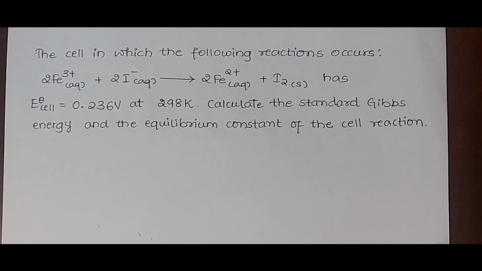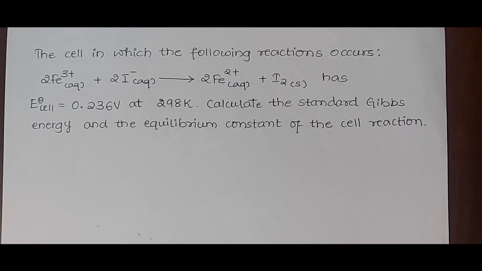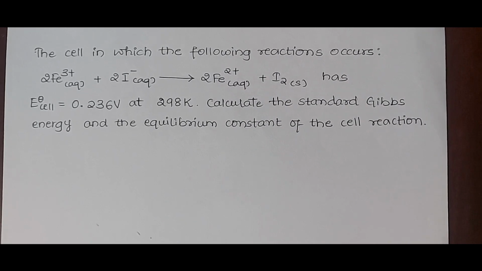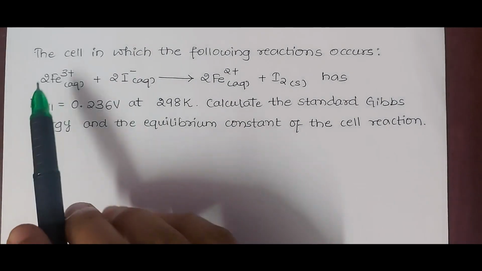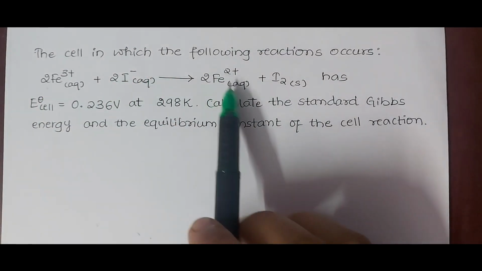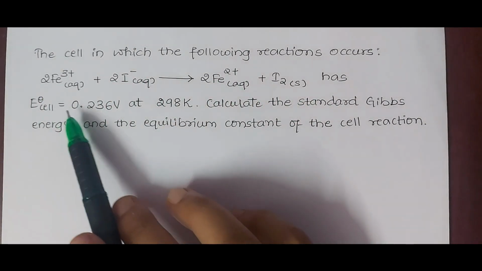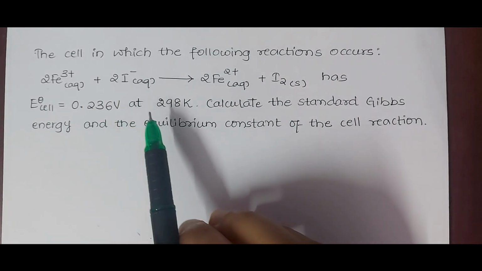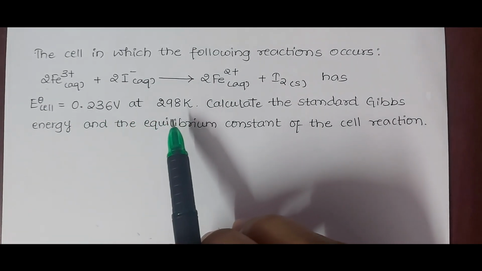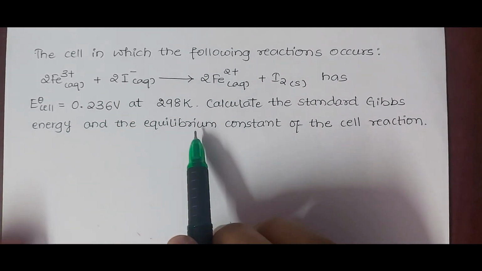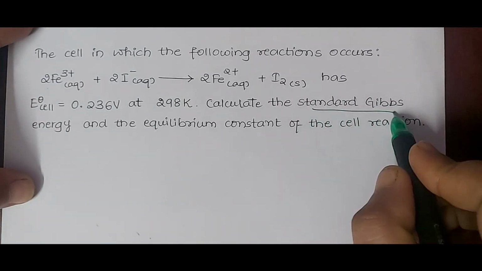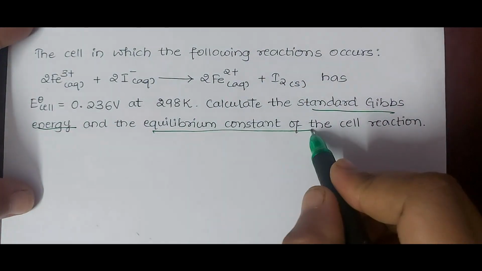Yes, we'll go with this question given. This can be asked as a 3-mark question. The cell in which the following reaction occurs: 2Fe3 plus 2I minus forming 2Fe2 plus I2 has E naught cell equal to 0.36 volt at 298 Kelvin. Calculate the standard Gibbs free energy change and equilibrium constant of the cell reaction. They have asked you to calculate delta G as well as Kc.